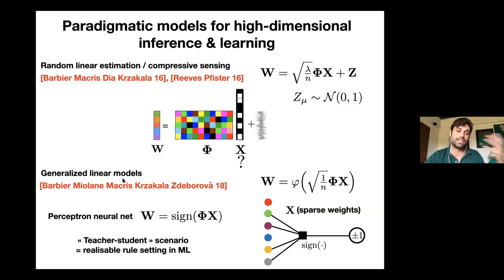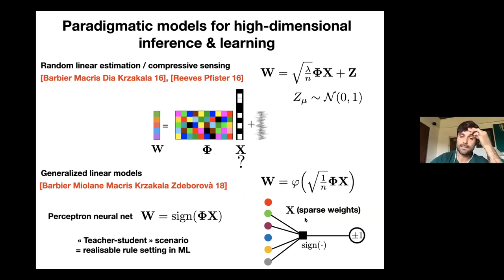This is a special case of a more generic model, called generalized linear models, where now, instead of having a linear relationship between W and X, you can put here any function, which can be nonlinear, stochastic, whatever you want. Also, this model is very nice in the sense that you can interpret it not only as an inference problem, but also as a learning problem. For example, if you take the activation function phi to be the sign, you recover the so-called perceptron neural network, which is the algorithm I used just before to classify MNIST. And you are in the so-called teacher-student scenario, which also corresponds to the so-called realizable rule setting in machine learning.